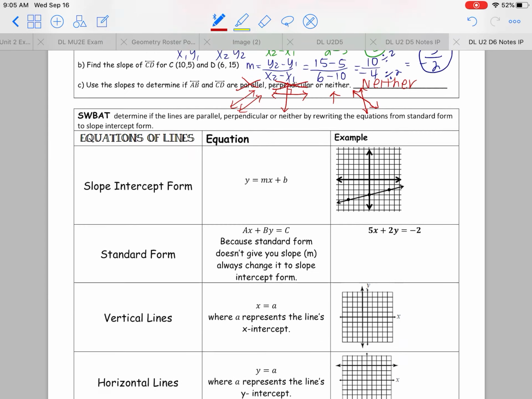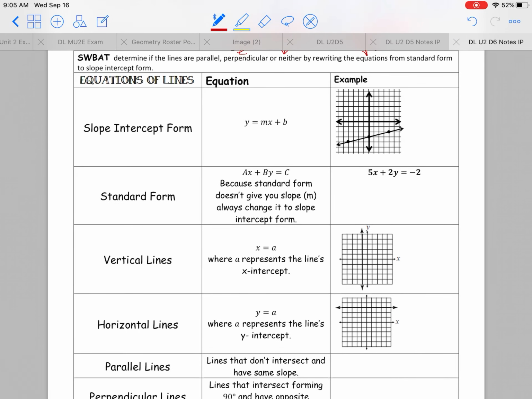All right, let's continue. The objective for today: students will be able to determine if the lines are parallel, perpendicular, or neither by rewriting the equations from standard form to slope-intercept form. Okay, so this is again a continuation of the lesson yesterday, and I just want to review a couple of points with you before we start on the practice problems.